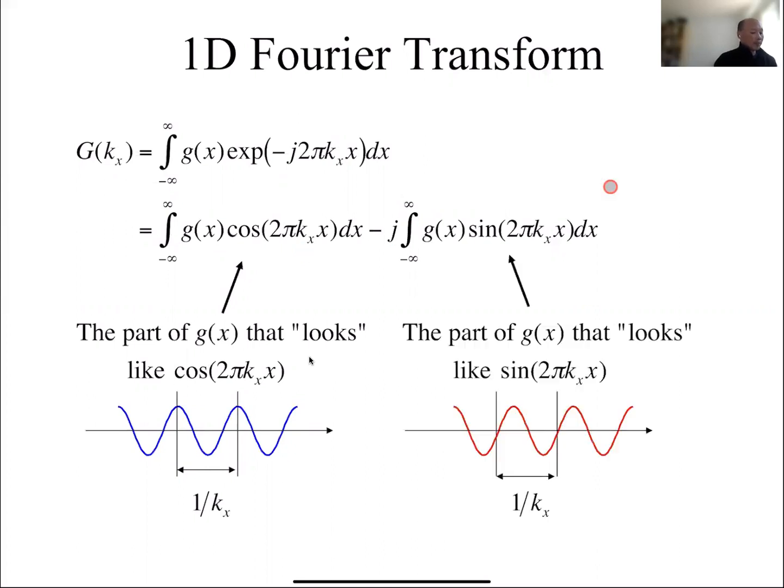And similarly, this one is looking at how much our function looks like a sine at this frequency. So how much of g of x looks like sine of 2 pi kx x. Another thing I want to point out is for every component that has the form cosine 2 pi kx x, the period is just 1 over kx. So that's good to keep in mind. And we need both the cosine and the sine because they are offset by 90 degrees. For different functions that have different shifts, we need both to adequately represent our function.